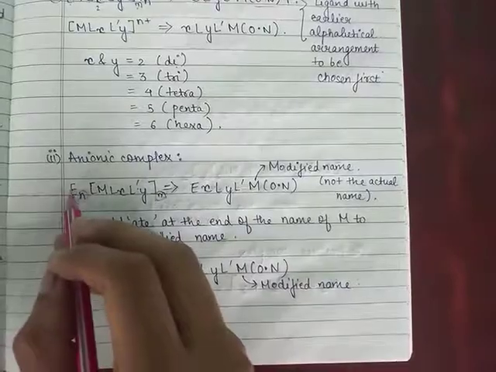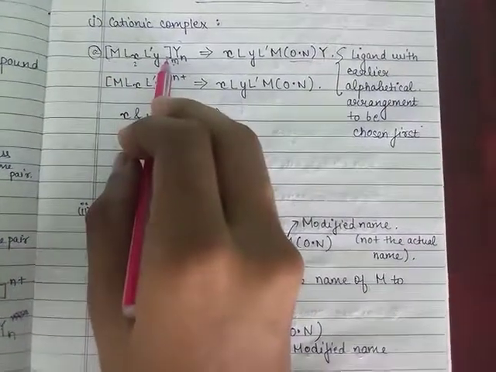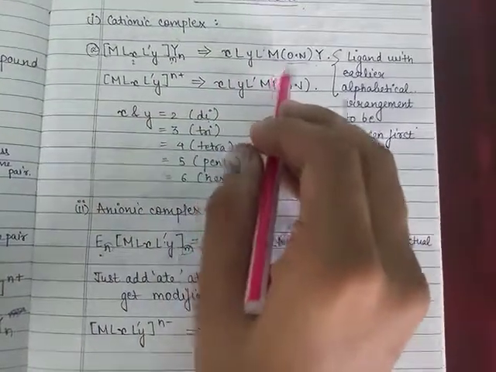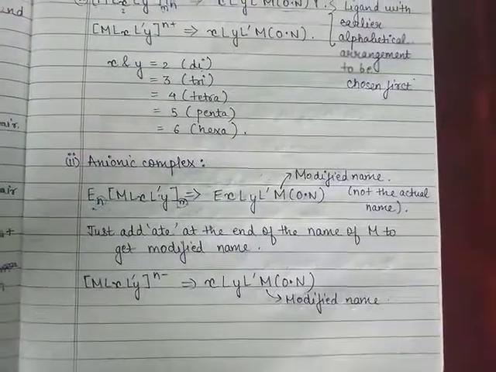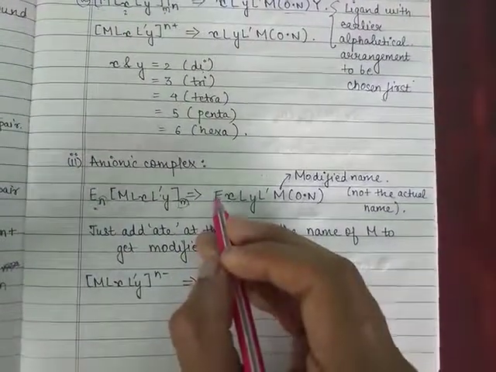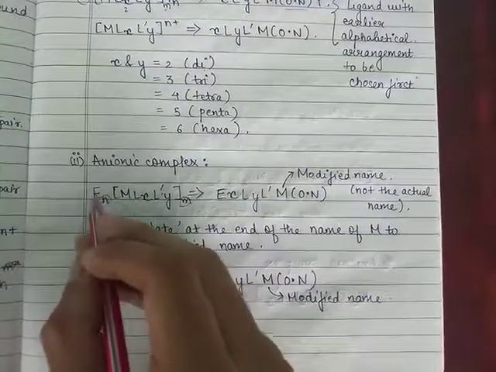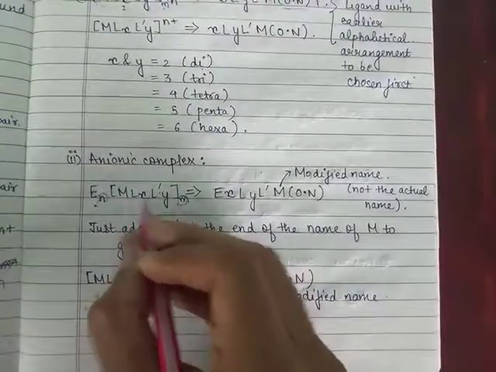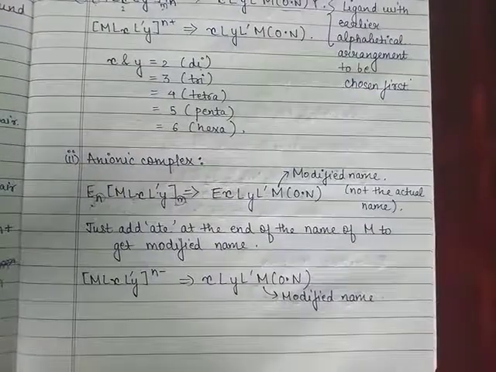Always the first part will be named first. Like here also, since the complex part was earlier than the counter anion, we named it first. Here, since the counter cation comes first, the counter cation will be named first. So we'll first name the E. Whatever cation is over here, we'll name it as E. Then choose the ligand. Now when we come to the complex part, choose the ligand with the earlier alphabetical arrangement.